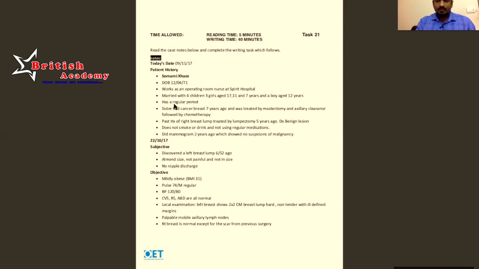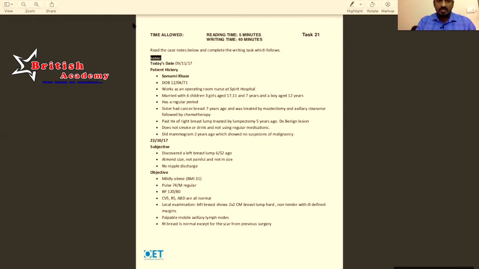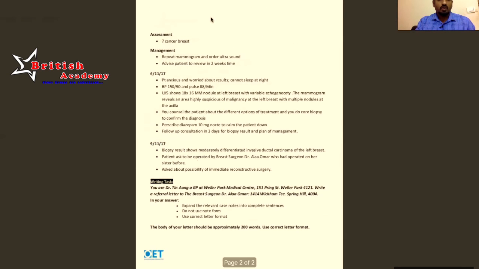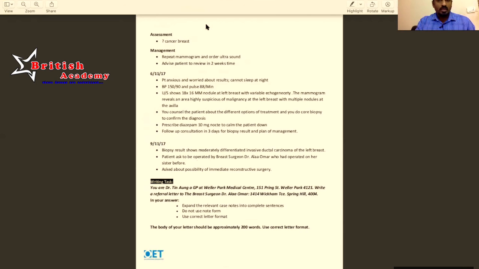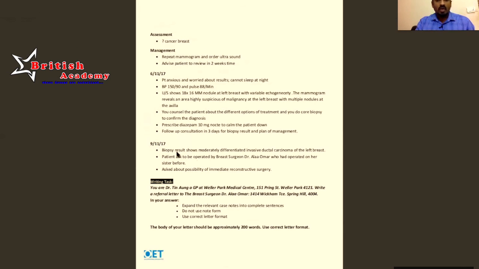Now, after reading the first 5 lines, go to the last event given in this question paper. By reading the last event, we get to know: biopsy result shows moderately differentiated invasive ductal carcinoma of left breast. So we know that the patient is suffering from breast cancer. Also, the second point says the patient asked to be operated on by breast surgeon Dr. Ala Omar, who had operated on her sister before. So we know that we are writing because the patient is suffering from breast cancer, which is invasive ductal carcinoma of the left breast. So we got to know the diagnosis.